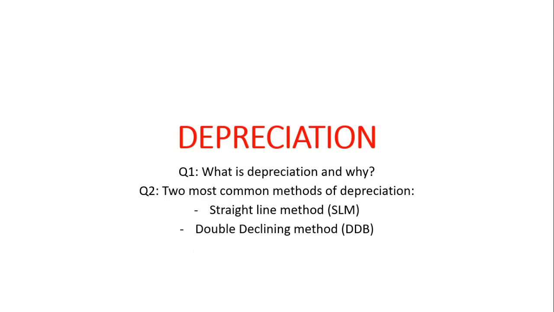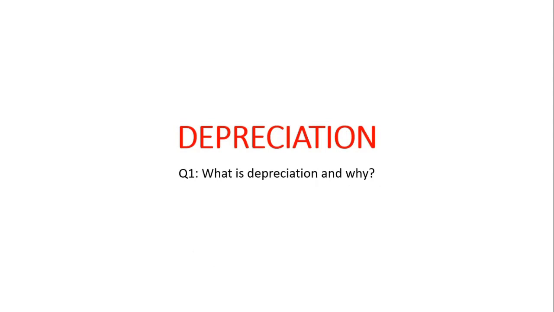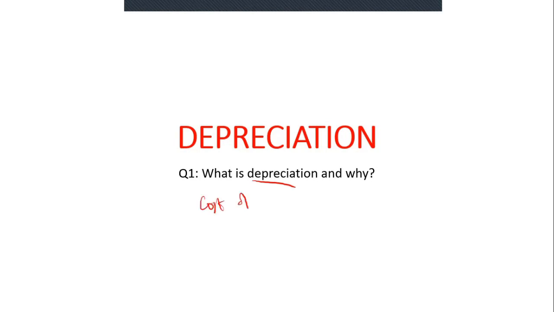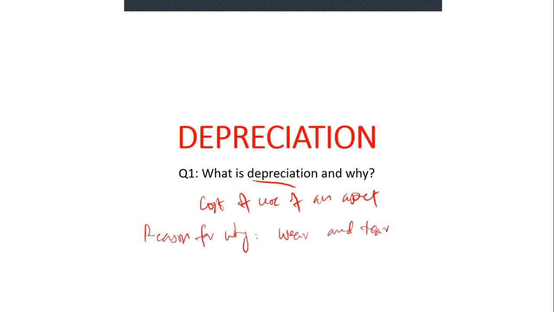So let's start with our first question, that is what is depreciation and why do we charge depreciation? So depreciation is basically the cost of use of an asset. So when our company purchases an asset, they charge a depreciation expense for its use, and the reason why we do it is basically because of wear and tear. So whenever you are using the asset, the worth of the asset declines over its useful life.